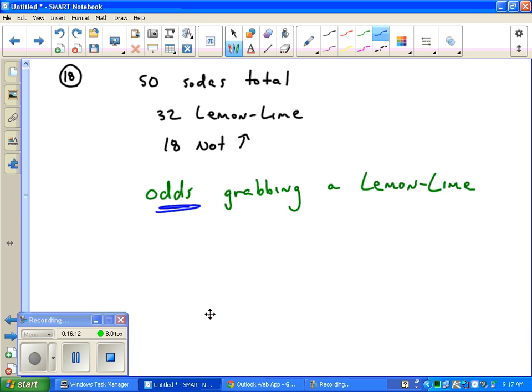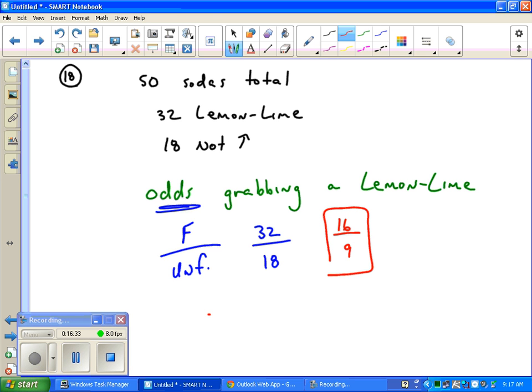Odds, remember, odds are your favorable outcome over your unfavorable outcome. So the odds of pulling a lemon lime soda are 32 over your unfavorable outcome of not getting a lemon lime, which is 18. The number 2 goes into both of these. 2 times 16 gives you 32, and 2 times 9 gives you 18. Your odds are 16 over 9, A.